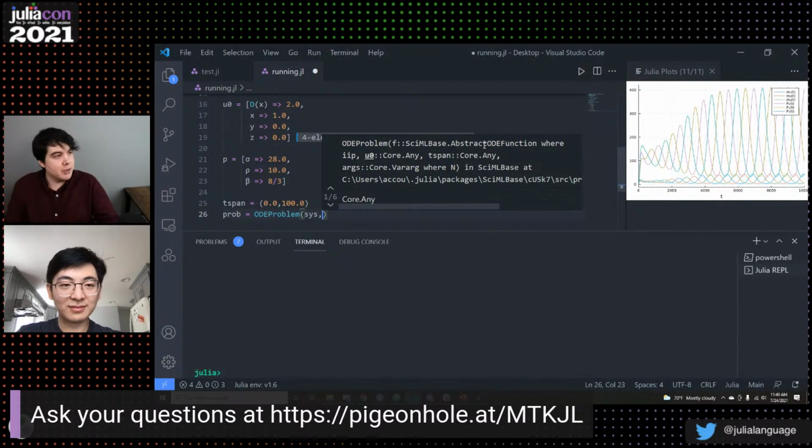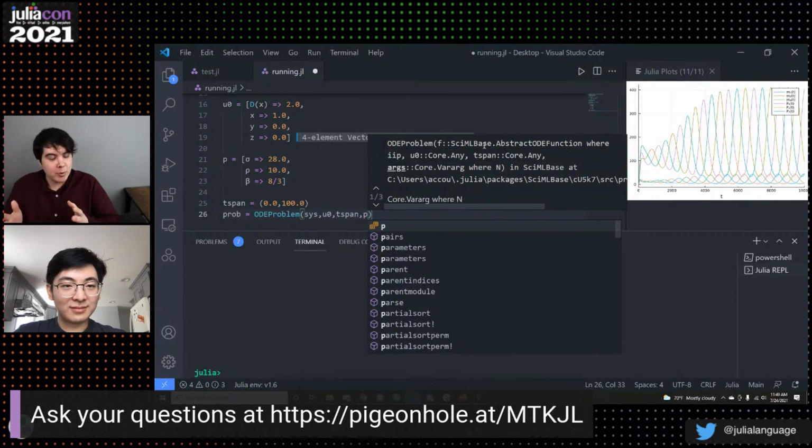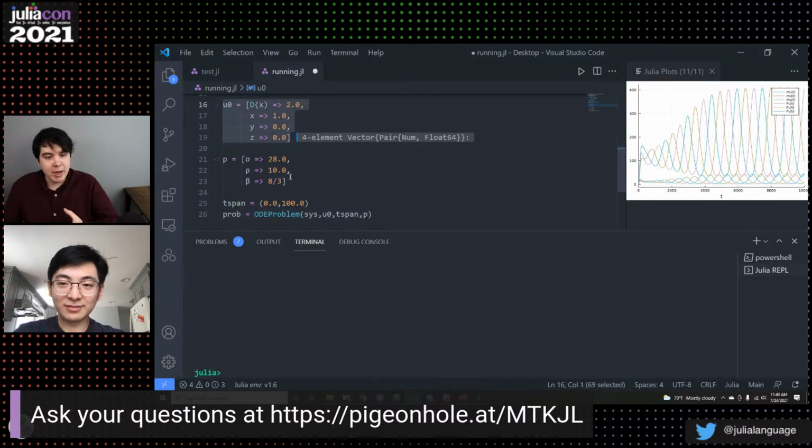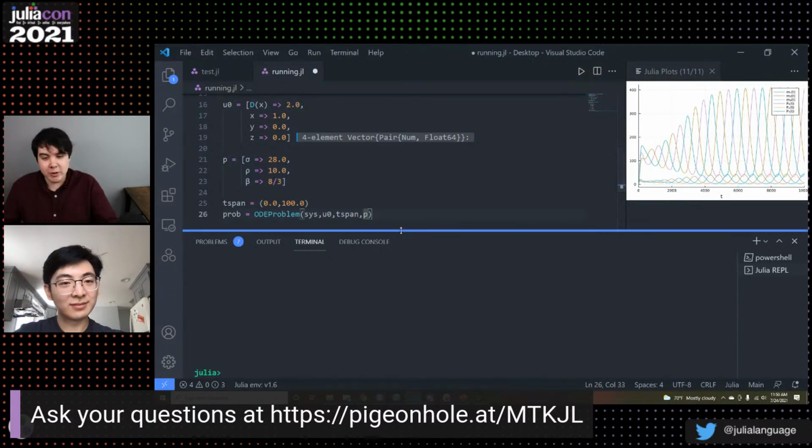But what we do have to tell it is what's our initial condition, what's our time span, and what are our parameters, right? These are exactly the same arguments as using DifferentialEquations.jl directly, but now we're giving it these maps to understand how to translate under the hood these symbolic variables into initial conditions and build everything for us, right?